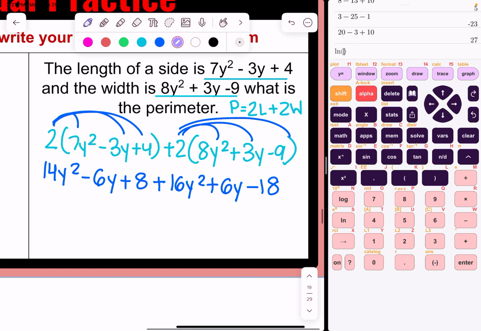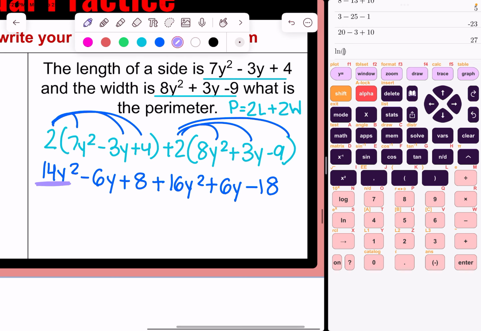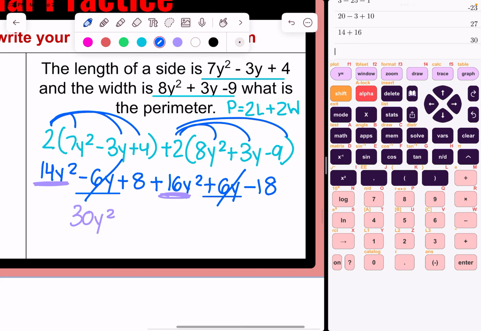Now let's get into it. 14y squared plus 16y squared is 14 plus 16. That gives me 30y squared. Then negative 6y plus 6y. Ooh, that would actually equal 0, so we could get rid of those. And then positive 8 minus 18 gives us a negative 10. Perfect.